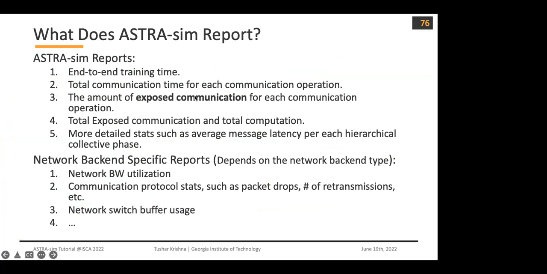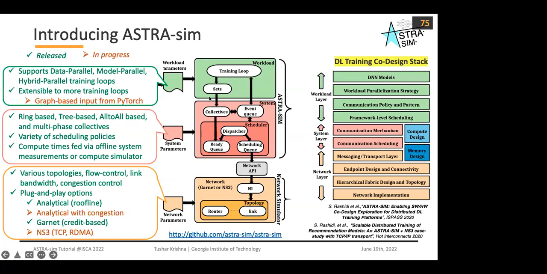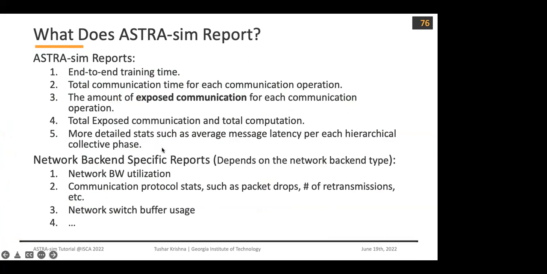ASTRA-sim now reports end-to-end training time. It reports the communication time for each communication operation. It tells you the amount of exposed communication, the total computation, and it also gives you detailed statistics like average message latency per hierarchical collective phase. This is what ASTRA-sim reports. Then each specific network backend might have its own reports like bandwidth utilization, protocol statistics, switch buffer usage, and so on.